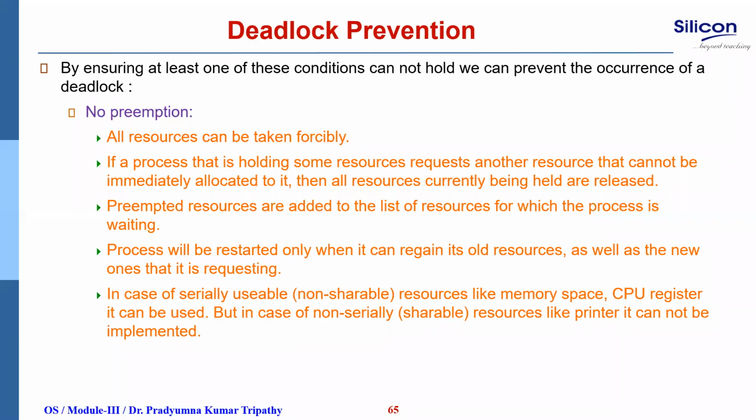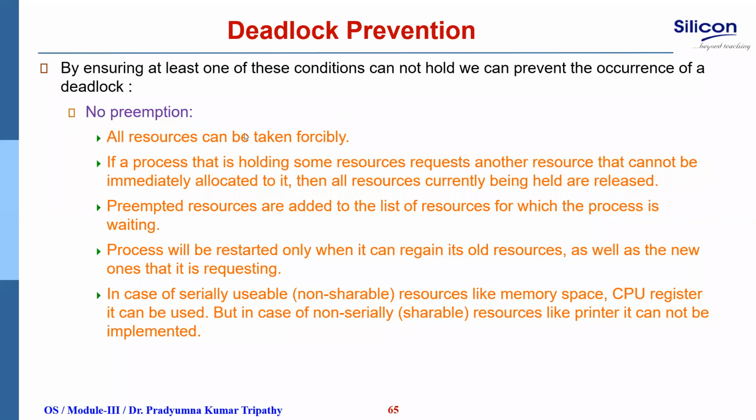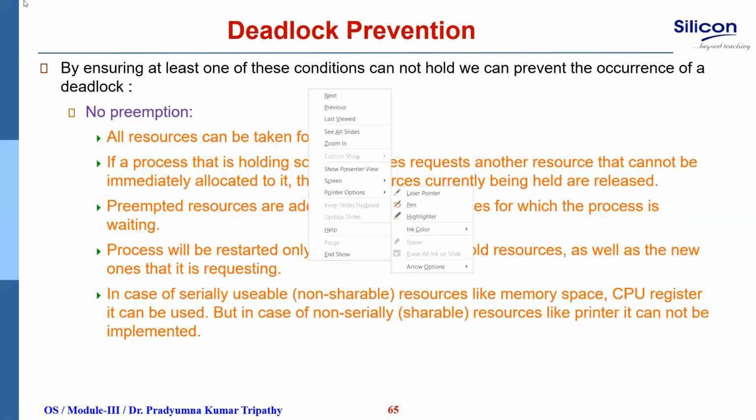Next one is no preemption. We have said by ensuring at least one of these conditions cannot hold, we can prevent the occurrence, correct? So next one is how to prevent the no preemption. So before going to this, let me explain.